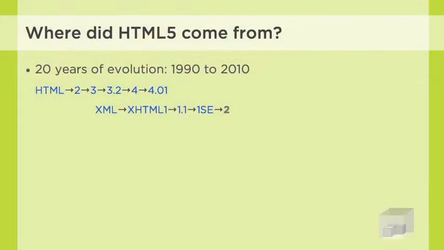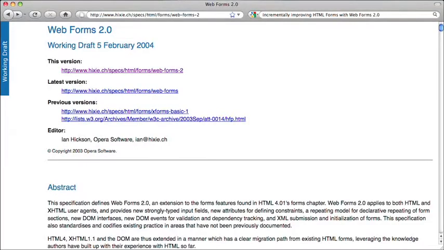Meanwhile, back when XHTML was essentially just being tweaked, and this was a number of years as this was happening, a bunch of the folks over at Opera decided to explore what happens if we took some of the forms in HTML4 and extended them a little bit further? And that's where the Web Forms 2 specification arrived.